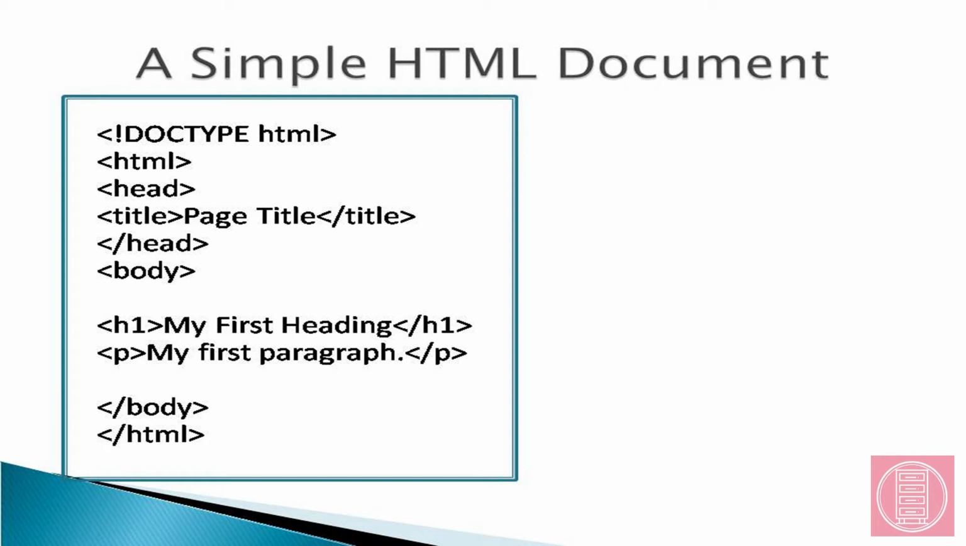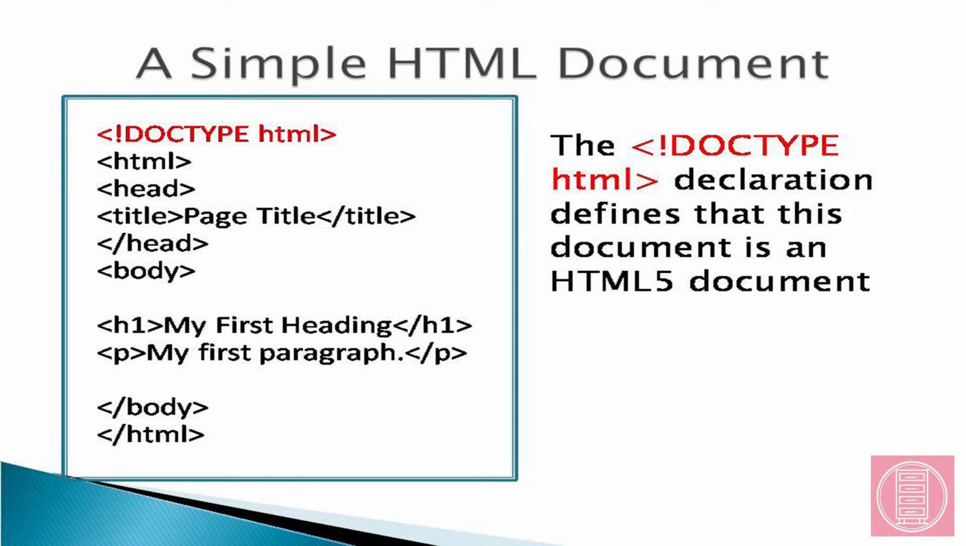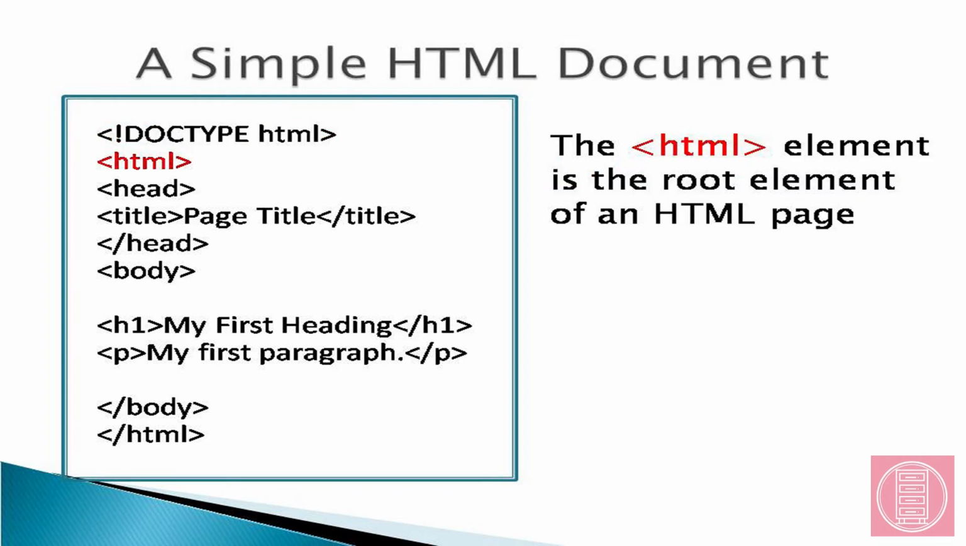This is a simple HTML document. Don't worry if you don't understand anything. We will explain it in detail. Let me explain each line of this HTML document. The first line is the doctype HTML tag. It defines that this document is an HTML5 document. The html tag element is the root element of an HTML page.